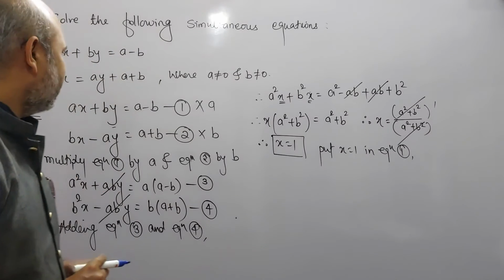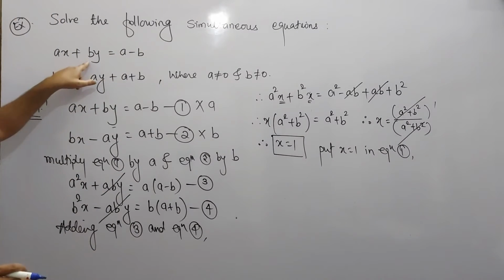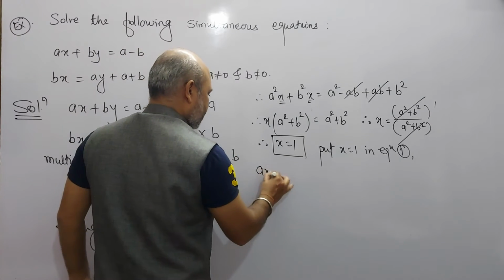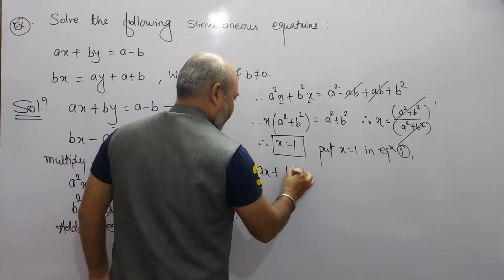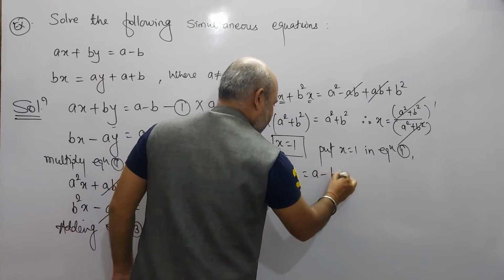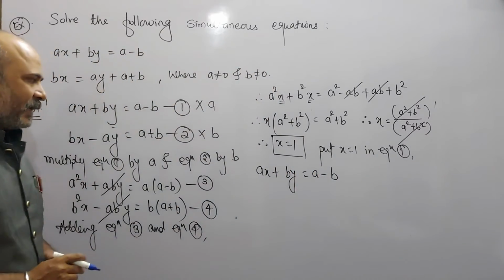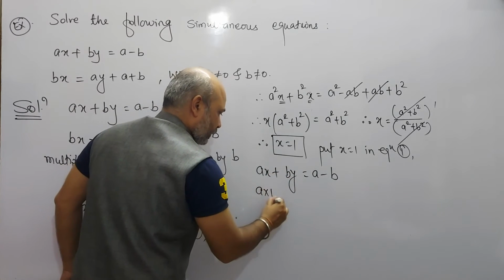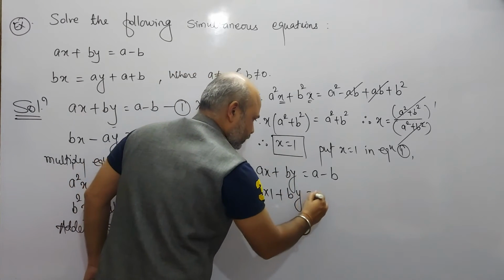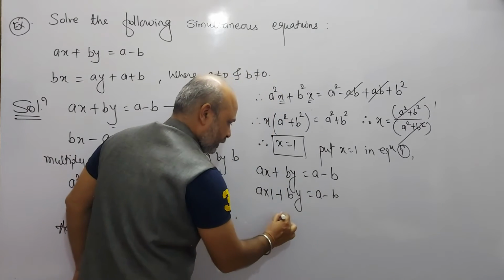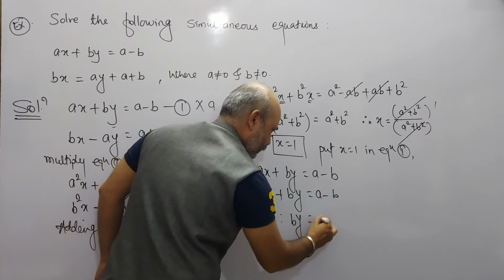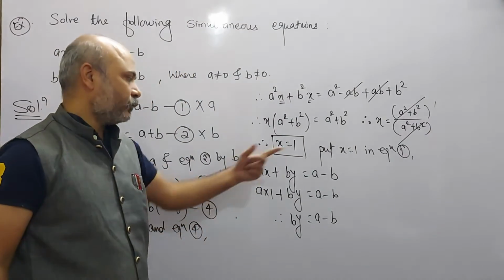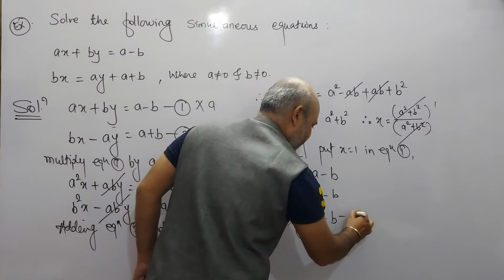So what is equation 1? ax plus by is equal to a minus b. So I'll write ax plus by is equal to a minus b. What is x here? x is 1. So we'll put a into 1 plus by, and this is equal to a minus b. Therefore, by is equal to a minus b, a ones are a. Transfer to the right hand side, so this becomes minus a.